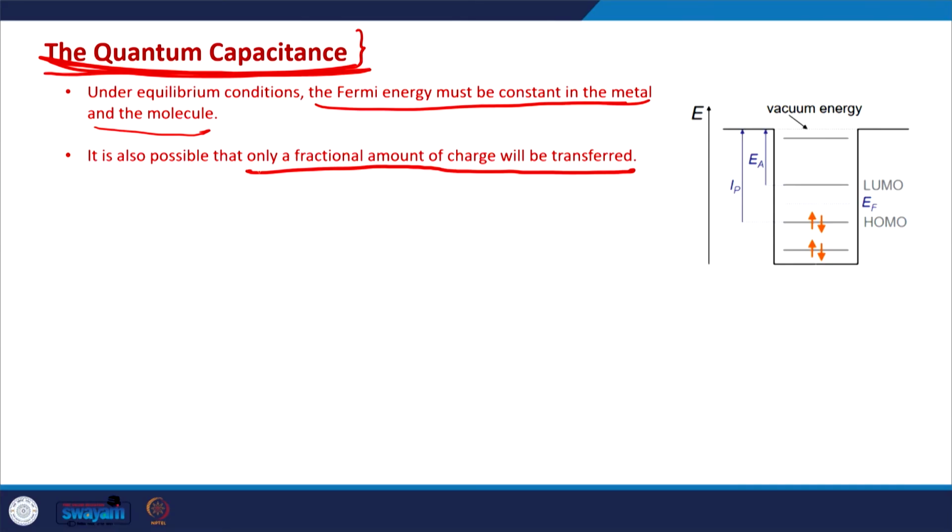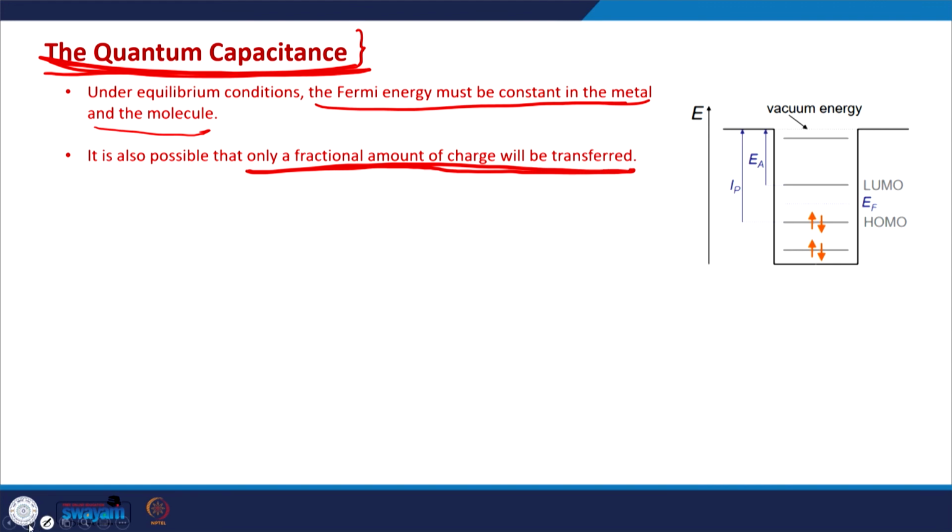It might happen that the electronic wave function is now such that part of it is on the metal and part of it is on the quantum dot. So there is a non-zero probability of a certain electron being found both on the metal contact and the semiconductor quantum dot or a molecule. So that way we can say that only a fractional amount of charge is transferred, and sometimes that's also the case.